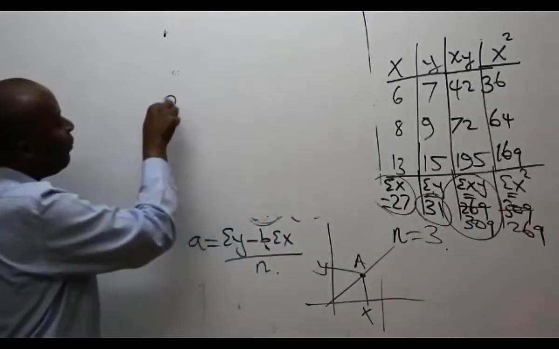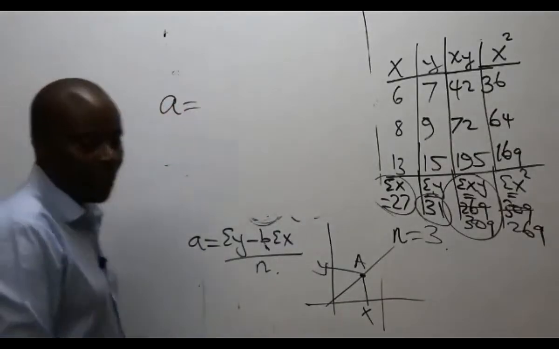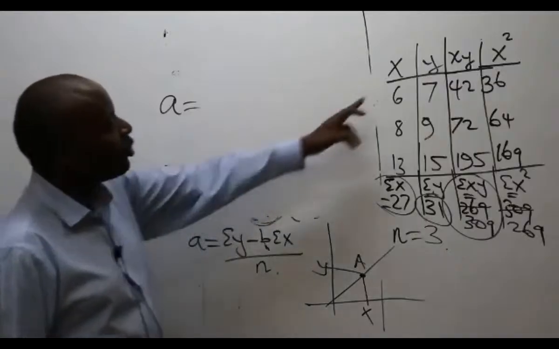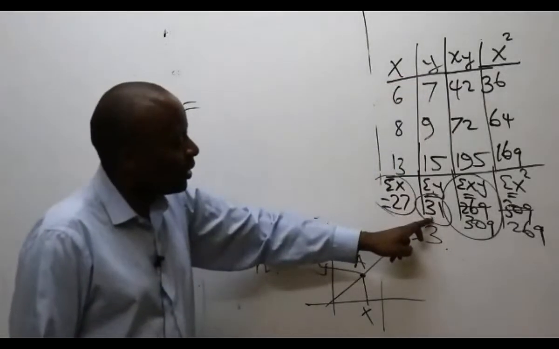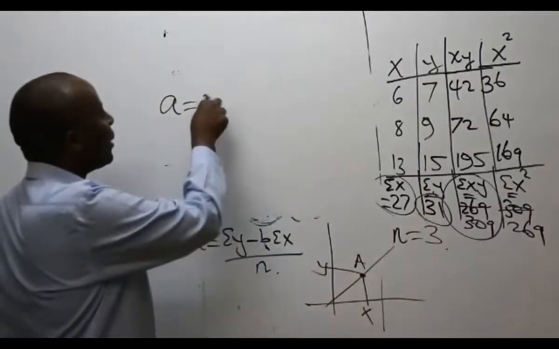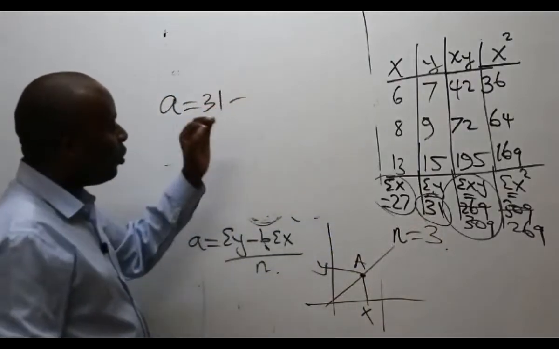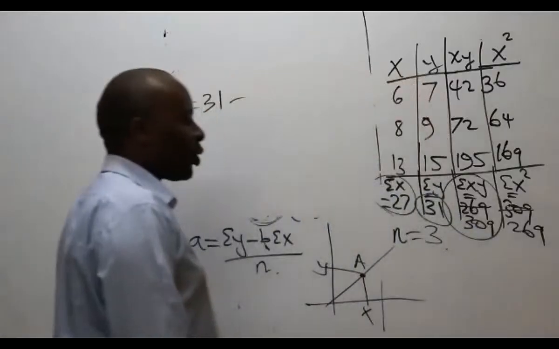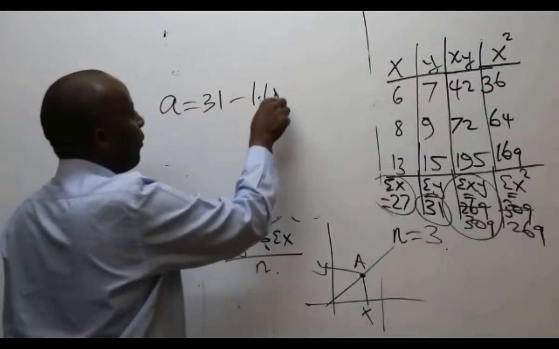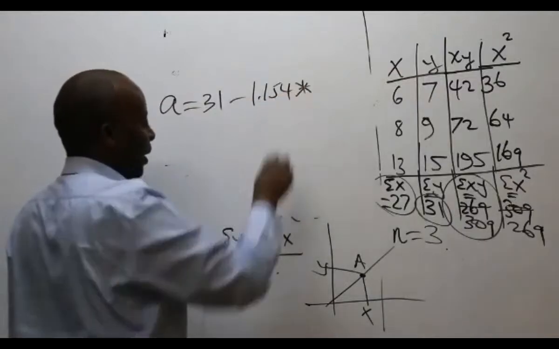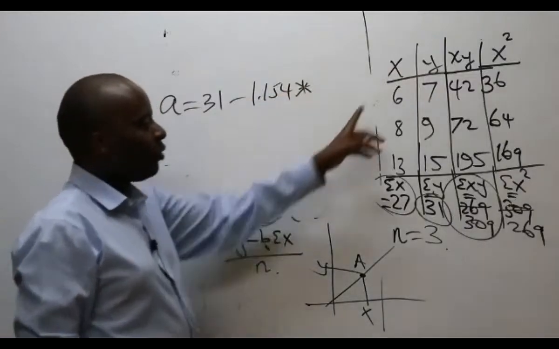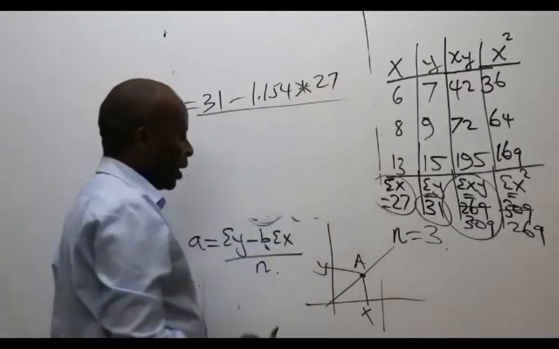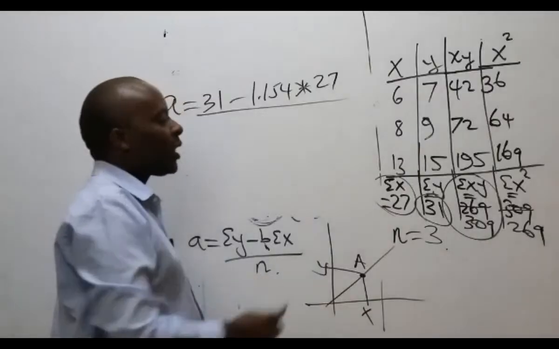So please come and give me the value of A. So how do we get A? To get A, we are taking summation of Y. Summation of Y is here. It is 31 minus the value of B that we got. The value of B that we got, ladies and gentlemen, was 1.154 times summation of X. Summation of X happens to be what here, somebody? 27. Everything got to be divided by N, which is 3.